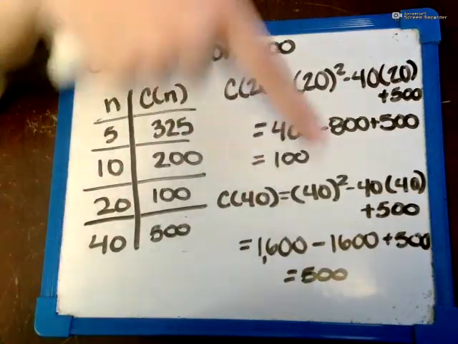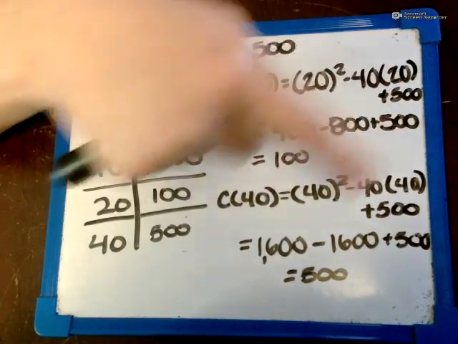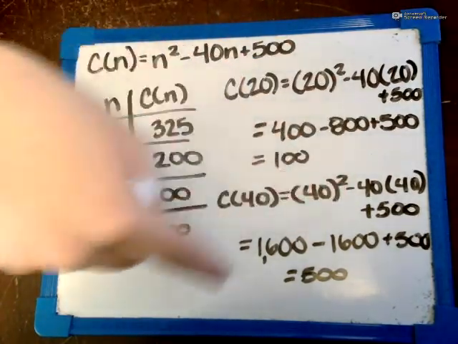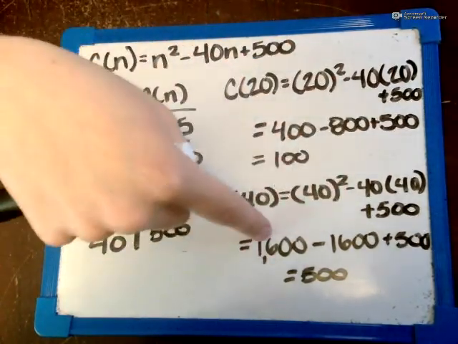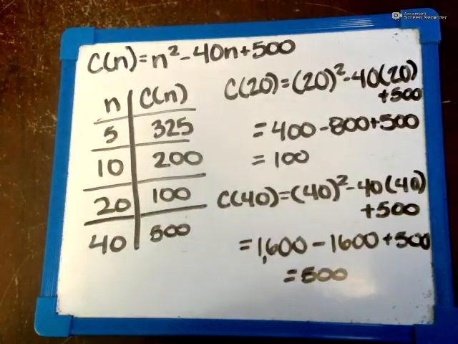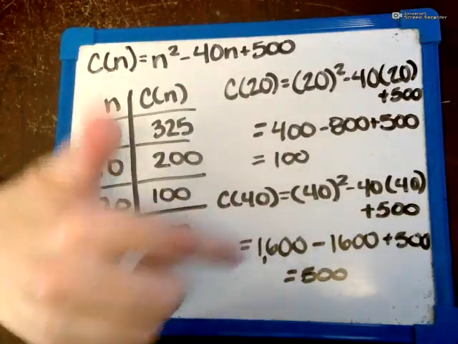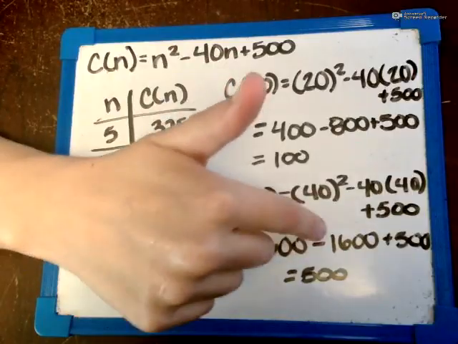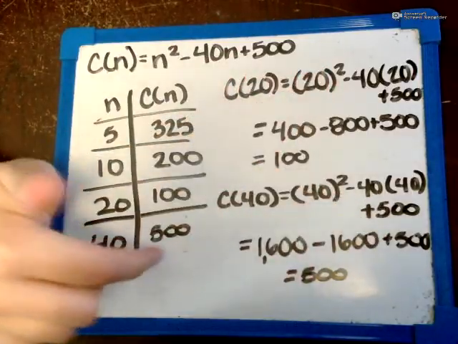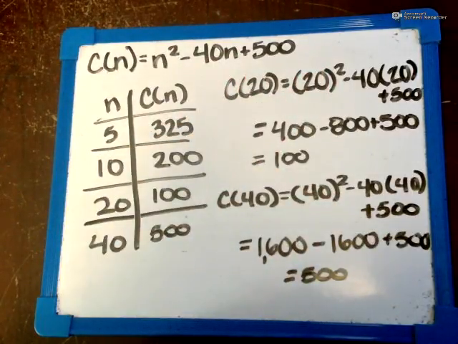C of 40 is equal to 40 squared minus 40 times 40 plus 500. 40 squared is 1600. So we have 1600 minus 1600, which cancels out, plus 500, so the answer is 500.